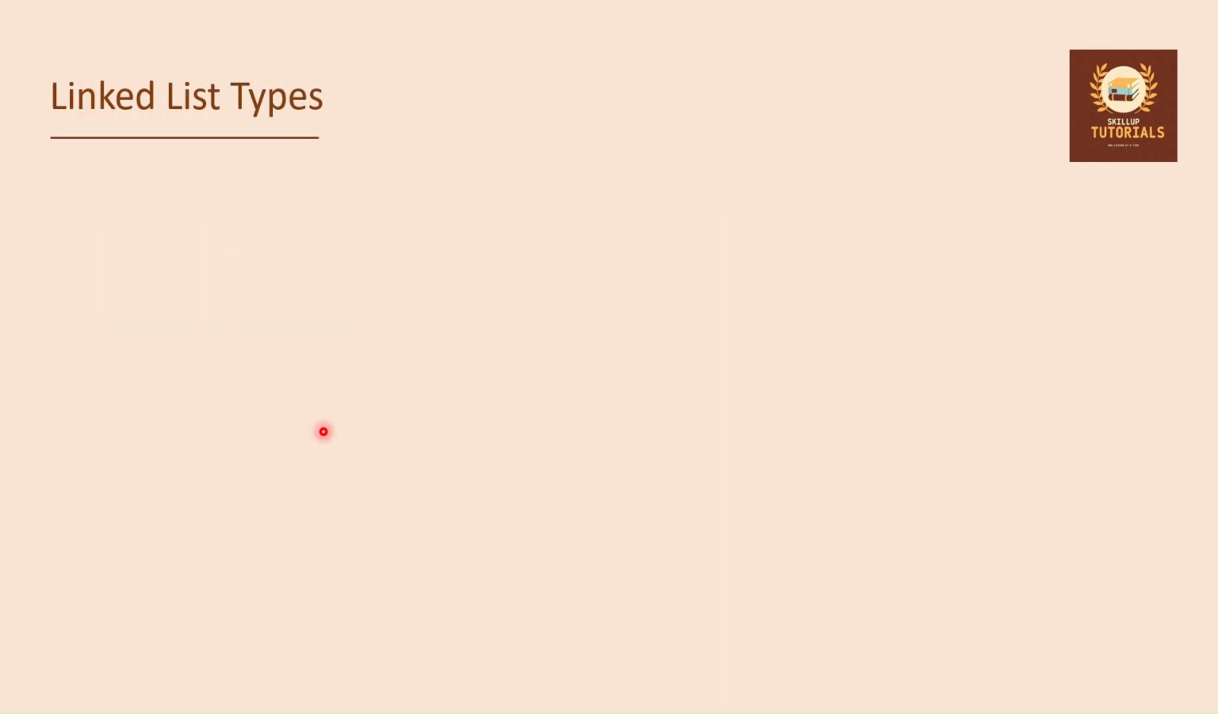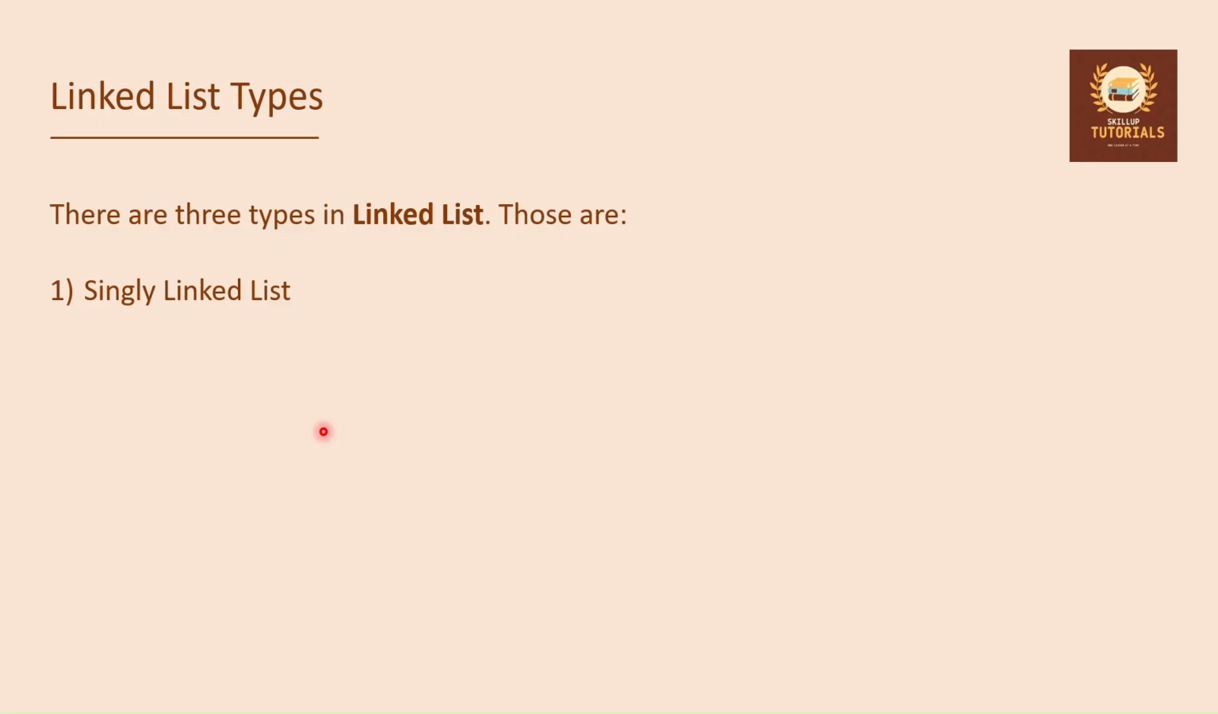Now let's see the types of linked list. There are three types in linked list. Those are singly linked list. Singly linked list means every node will be connected. That means the first node will have the address of the next node and the second node will have the address of the next node. This is how the nodes will be connected in singly linked list.